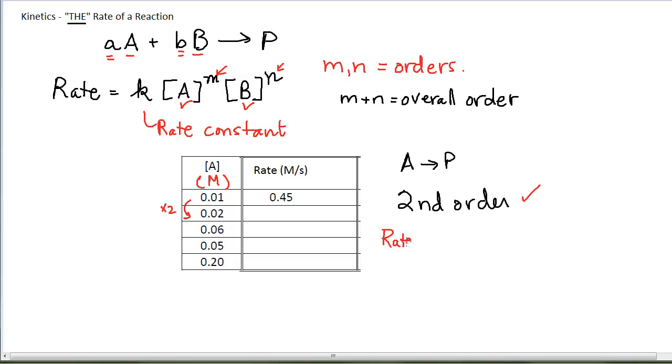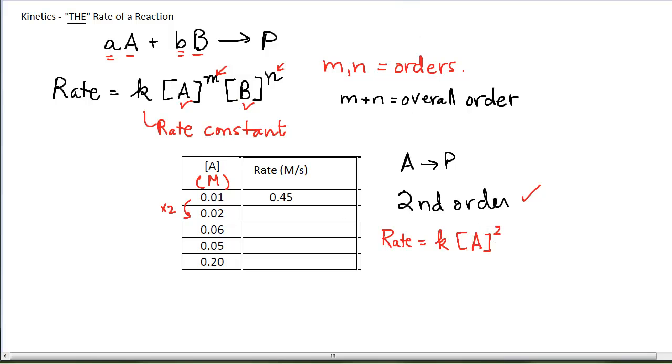That means that the rate of this reaction is governed by the equation rate equals K times the concentration of A squared. That 2 in the exponent is my order. I'm told it's second order, something that's determined experimentally. And so if I have a second order reaction, this is the equation that governs it. This is known as the rate law for this equation.